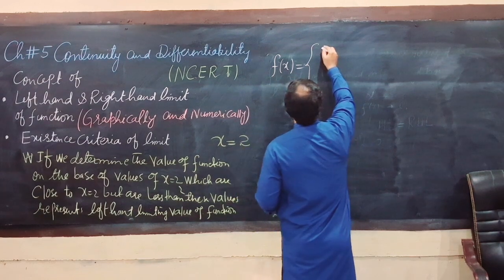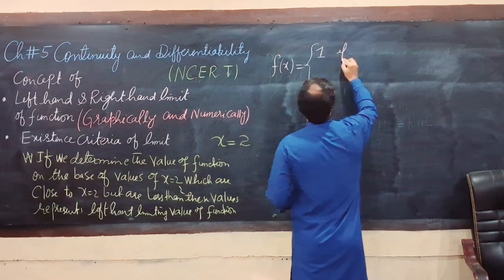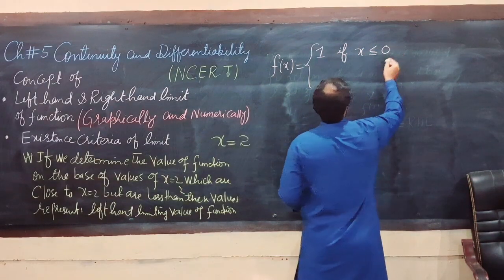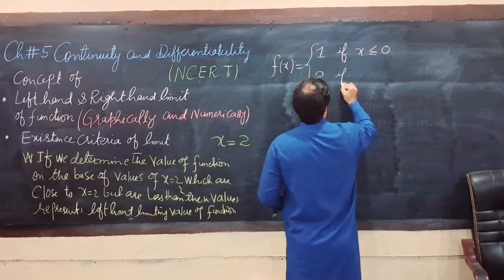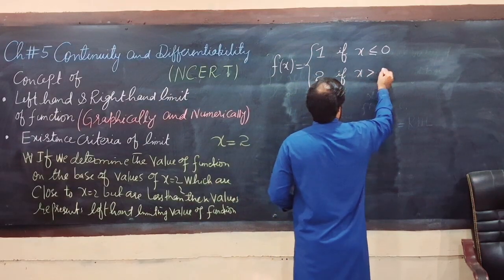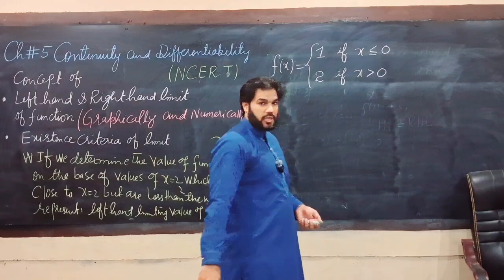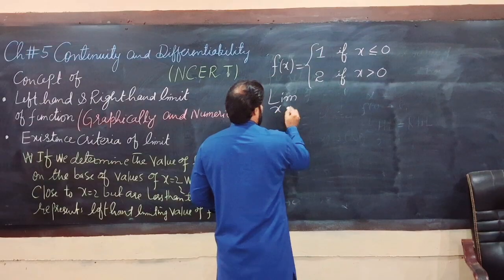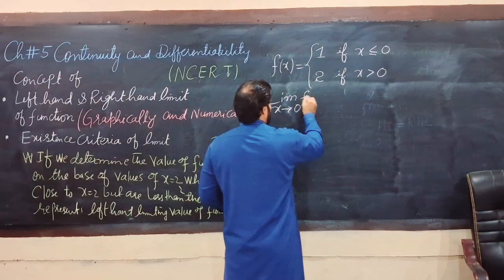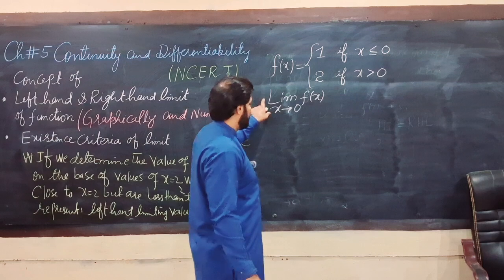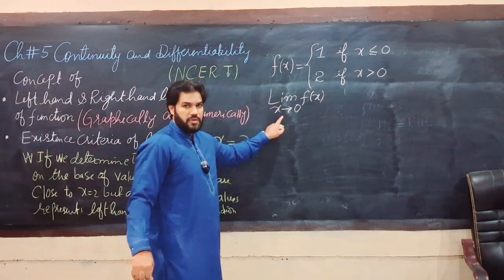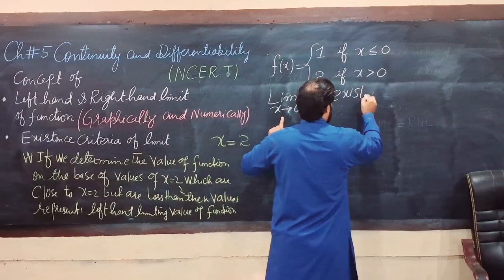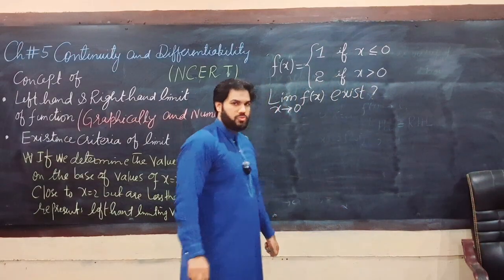Its value is 1 when your x is less than or equal to 0. Its value is 2 if your x is greater than 0. I have to check whether the limit of the function at x equal to 0, which I will write as limit of the function whenever x approaches 0, exists. Does the limit exist or not at x is equal to 0?